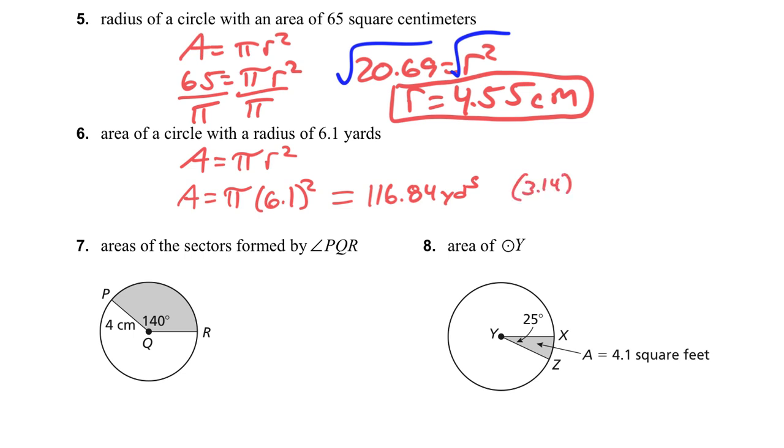If I used the pi symbol in my calculator and I rounded to 2 decimal places, I actually got 116.9 yards squared. And that, again, is when I use the pi button in the calculator. So we do know as teachers that there's going to be some wiggle room in our answers depending if you use 3.14 or the pi button. All right, so that's all of our area.